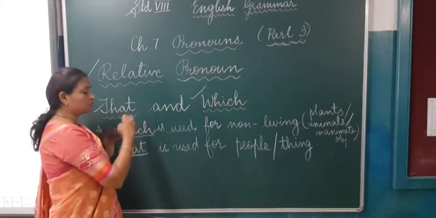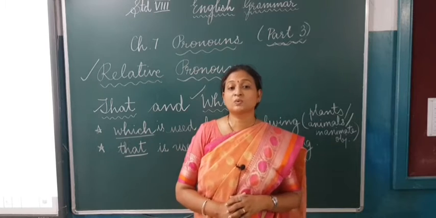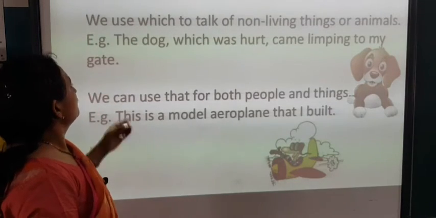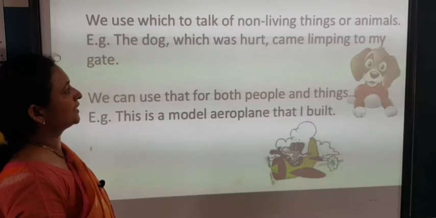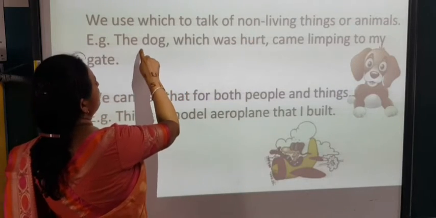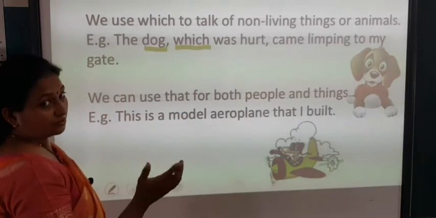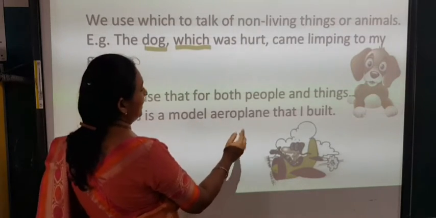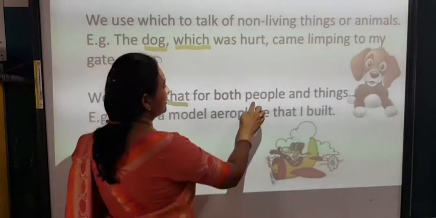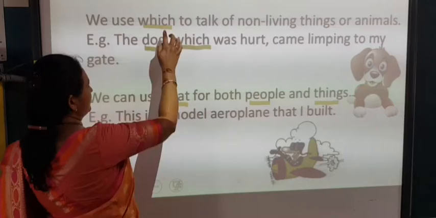So, for all that thing you will be using which, and that is used basically for people, and yes, sometimes we can use it for things also. That and which. First one, the dog which was hurt came limping to my gate. Now, you know, which talks of non-living things. So, according to grammar, as I told you, dog is non-living. So, here they have used which. We can use that for both people and things. So, this is a model aeroplane that I built. Okay. So, in that you have the choice for both people as well as things. Here you have only for non-living things you are using which.